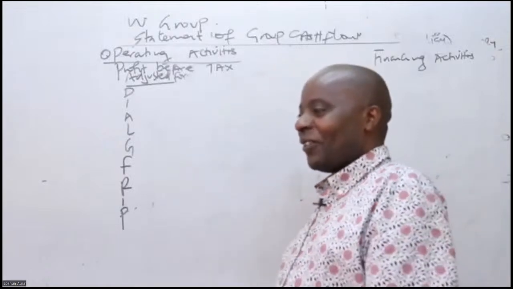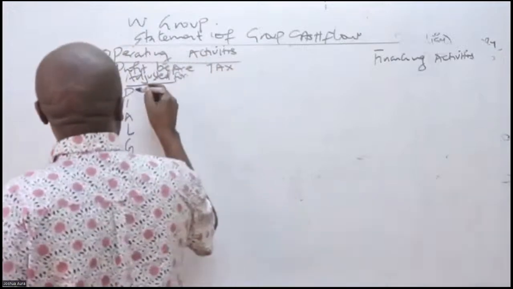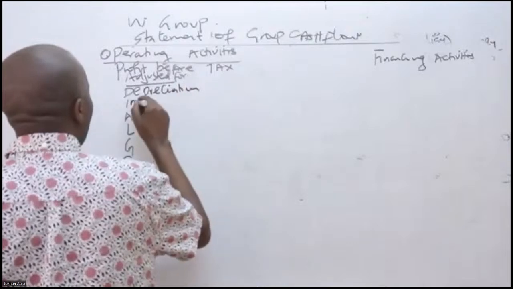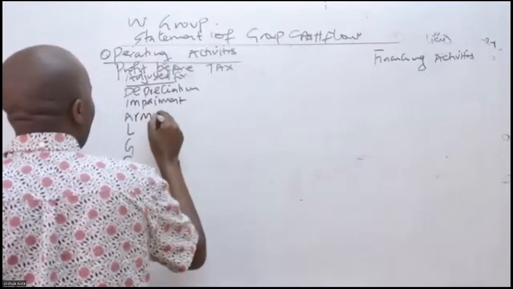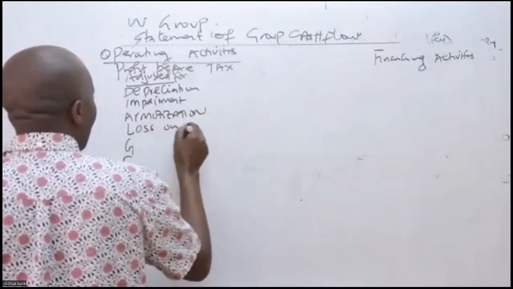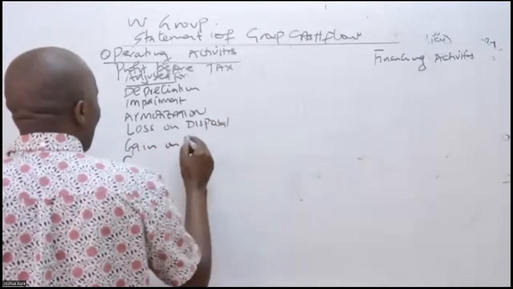Thank you. Okay. So then we know that this is depreciation. This is impairment of goodwill. This is amortization. This is loss on disposal, like I can see somebody has told us there. This is gain on disposal.